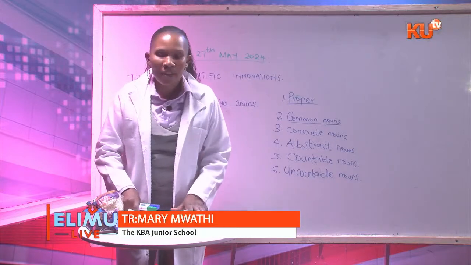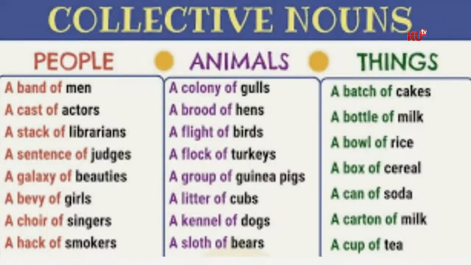We also have the collective nouns for animals, that is a group of animals that shows animals in one name, viewed as one name, like a colony of girls, a brood of hens, a flock of turkeys, a flight of birds, a group of guinea pigs, a litter of calves, a kennel of dogs, a sloth of bears.